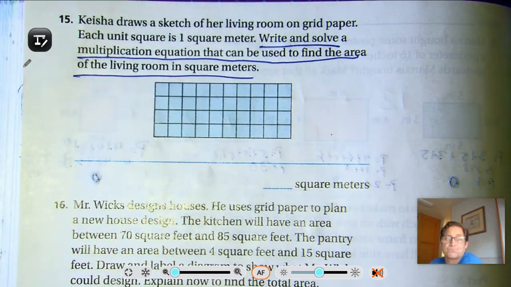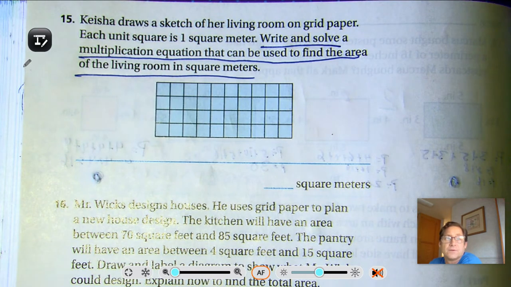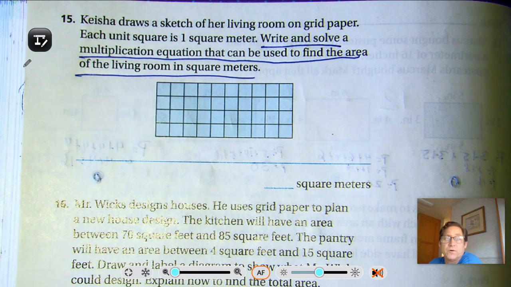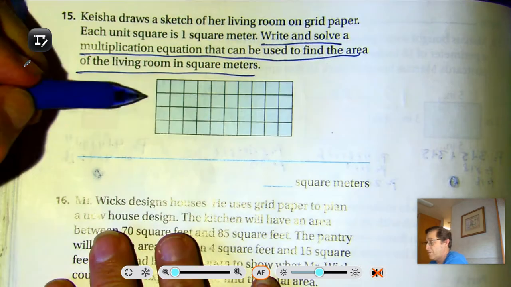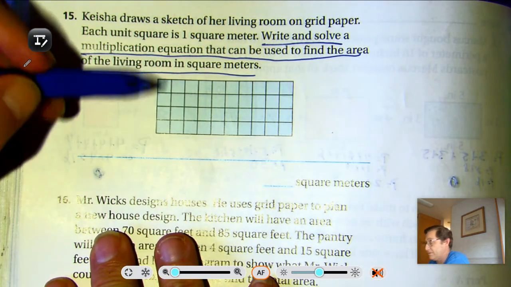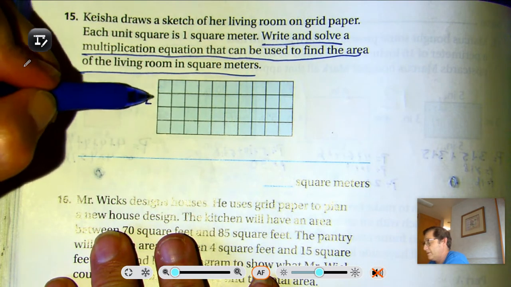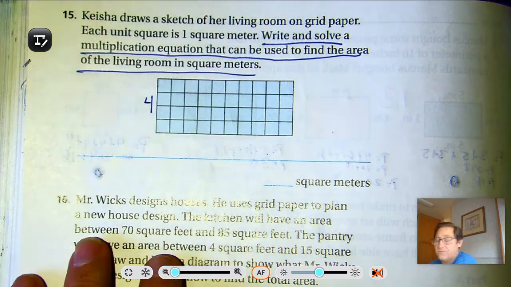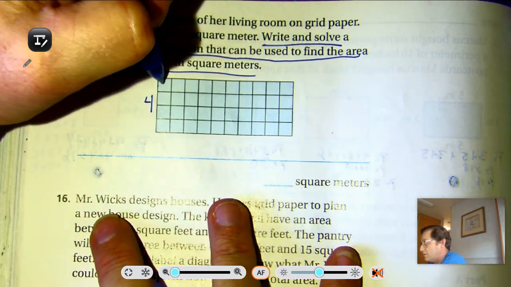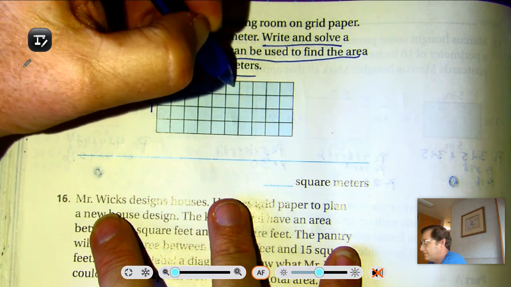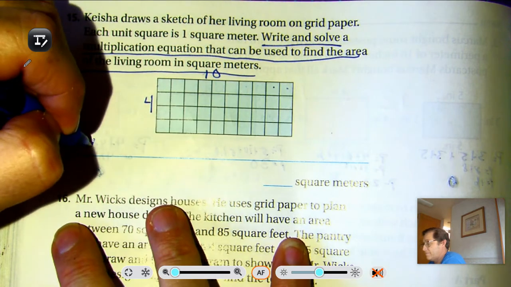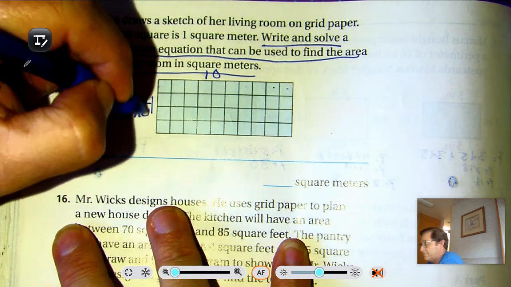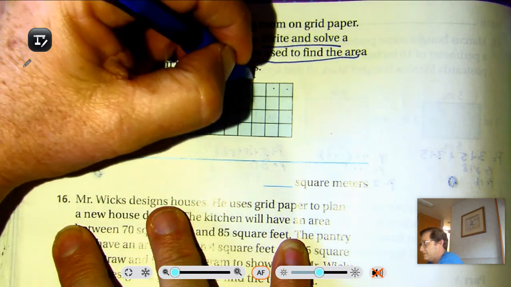Each unit square is 1 square meter. Write and solve a multiplication equation that can be used to find the area of the living room in square meters. Well, okay, so how many rows did she go down? She went down 1, 2, 3, 4. So she has a side length of 4, and the other length is 1, 2, 3, 4, 5, 6, 7, 8, 9, 10. She has 4 meters, 10 meters.